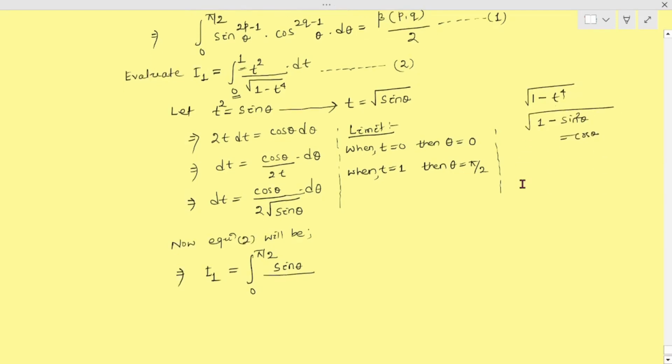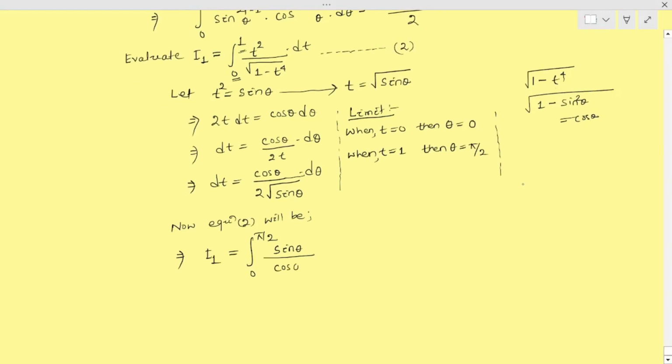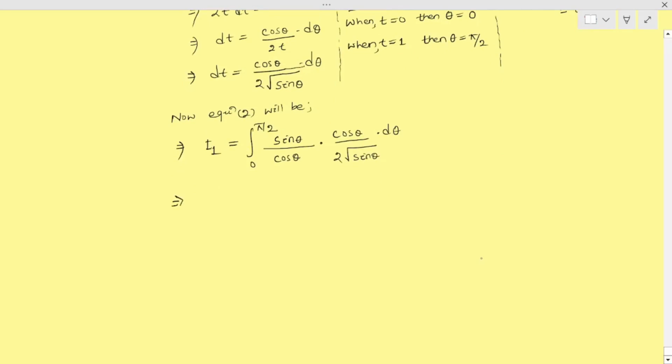So the denominator will be cos theta, into dt, for which we have to write cos theta by 2 into root over of sine theta d theta. Here cos theta got cancelled, and that implies I1 equal to 1 by 2 taken outside of this integration, because it is constant, the integral from 0 to pi by 2, cos theta got cancelled, root over sine theta. So finally we found sine theta to the power 1 by 2 d theta.